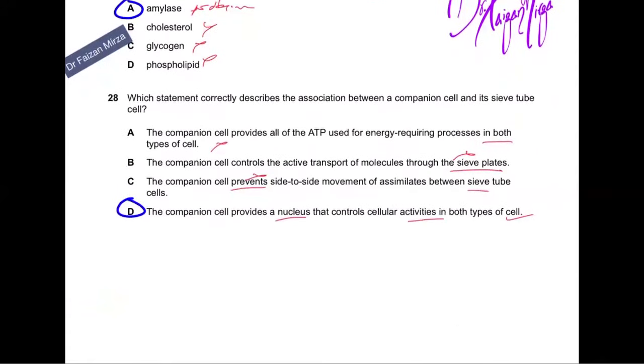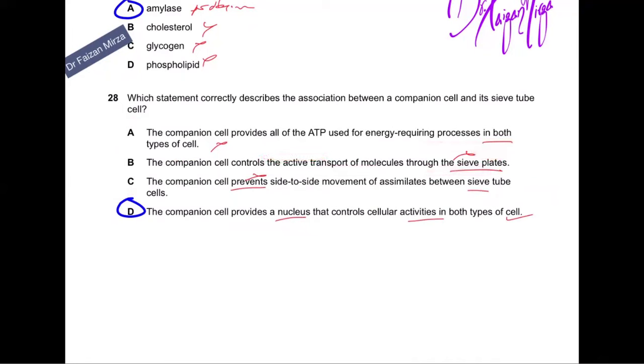Question 28. Which statement correctly describes the association between a companion cell and sieve tube elements? Now, this is a new type of question. The companion cell provides all ATP, the energy, for both cells. Both cells do not use ATP. A companion cell controls active transport through the sieve tube. No, they don't. Active transport is only between the companion cell and the source cell.